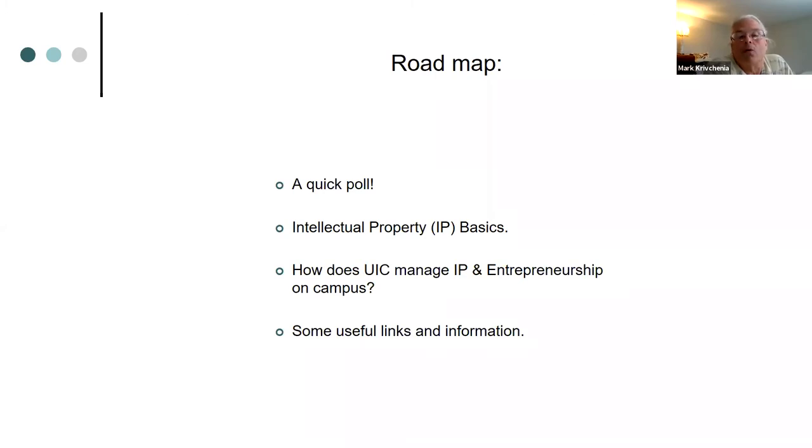So what I'm going to do first is go through just the basics of intellectual property, the four kinds of intellectual property. And then I'm going to have a few slides on how UIC manages the intellectual property that's generated on campus, and I'll provide some links. I encourage you to ask questions in the chat box as I go along, as they come up, so that the questions get answered close to when they come to your mind. I think it'll make it easier. And it also might help us have a conversation, as much as you can on Zoom, to answer the things that you're interested in.